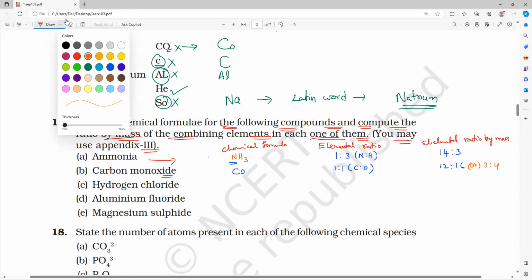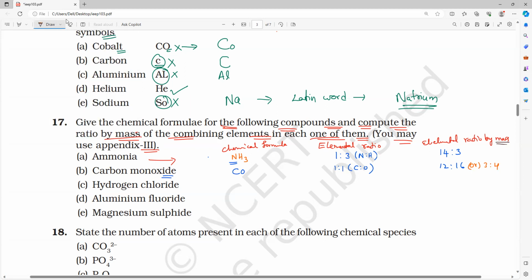Sir, in the third tabular column, you have written as elemental ratio by mass. Mass ratio, Mari. That is only they're asking. Mass ratio only, I'm writing the heading like that.